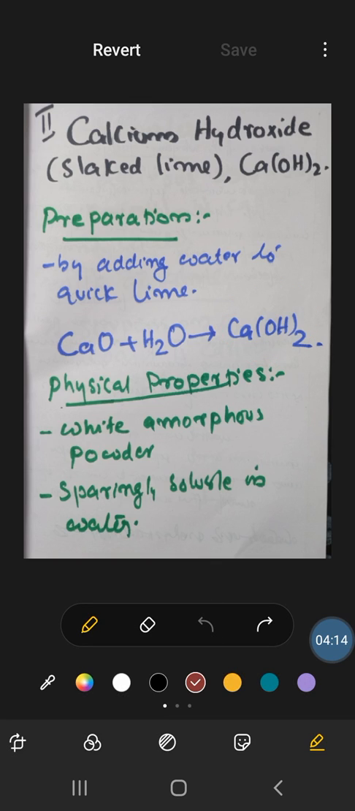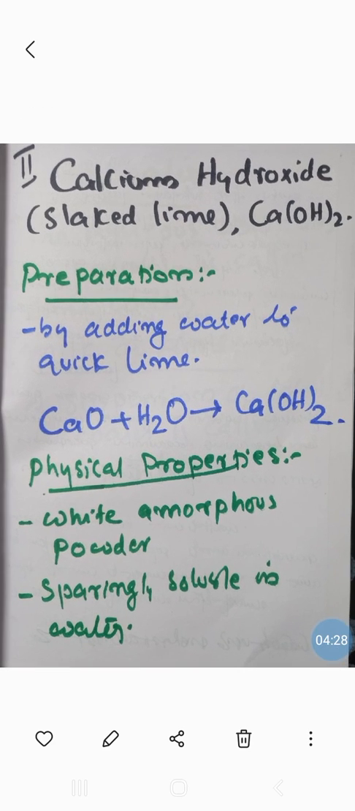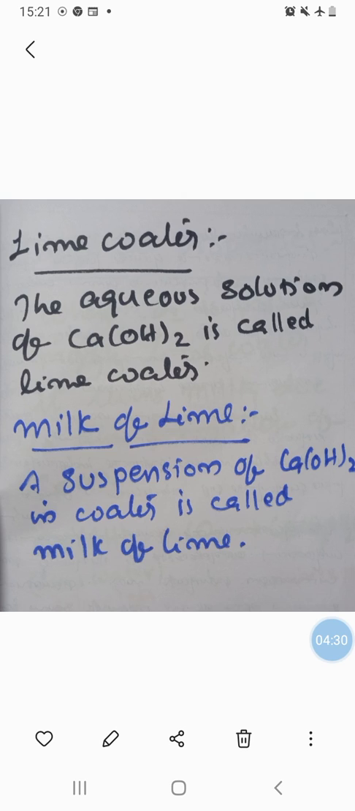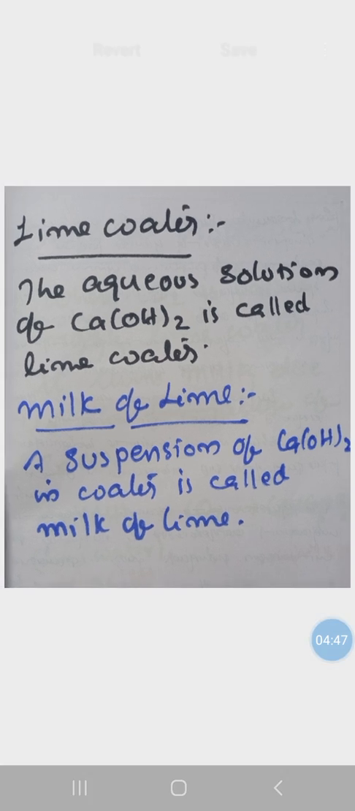Now physical properties. It is a white amorphous solid. It is sparingly soluble in water, not very soluble in water, only partially soluble in water. Now what is lime water? The aqueous solution of calcium hydroxide is called lime water. So if you dissolve calcium hydroxide in water, you get an aqueous solution, and that solution is known as lime water.